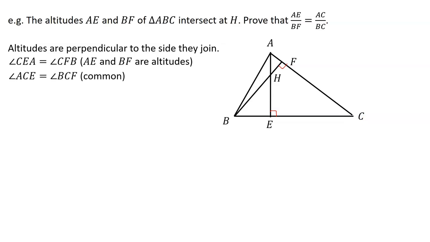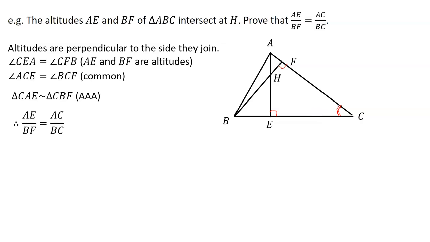I can also say that angle ACE and BCF are equal to each other. It's the same angle. From that, I can say that triangle CAE is similar to triangle CBF using the AAA rule, because I know that if two angles in a triangle are equal, then the third angle must be equal as well.